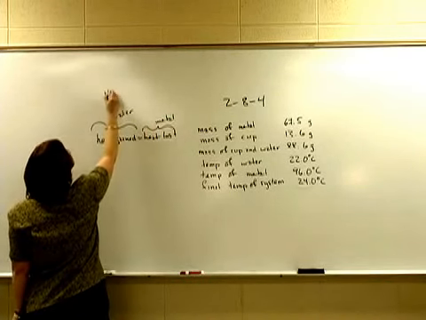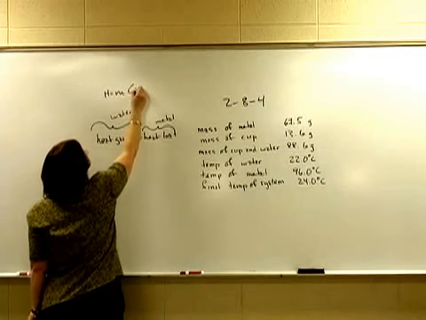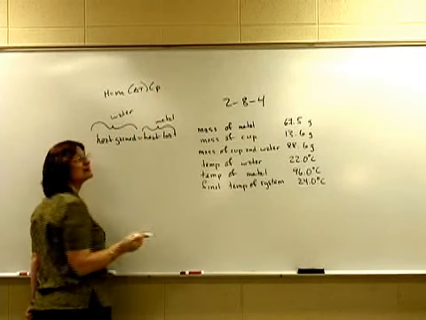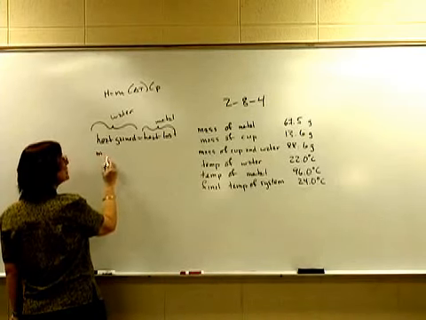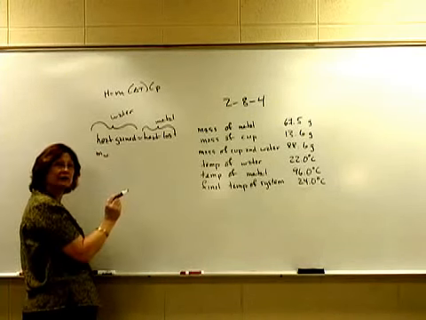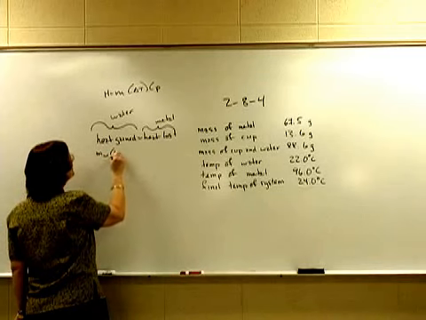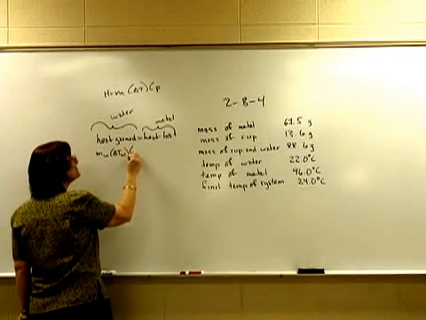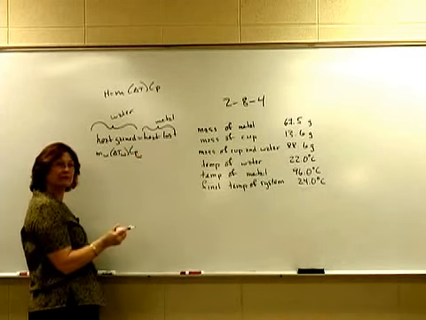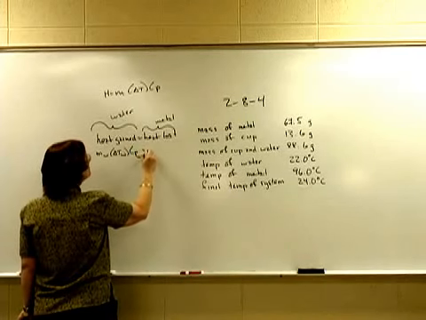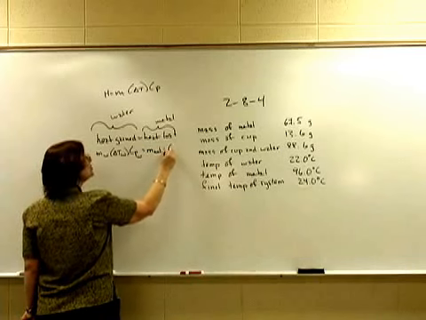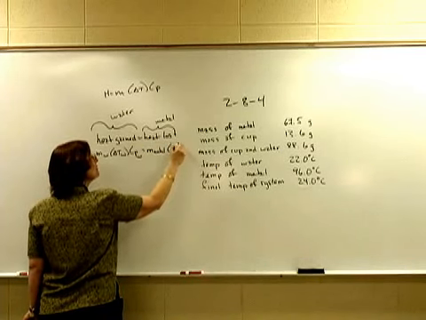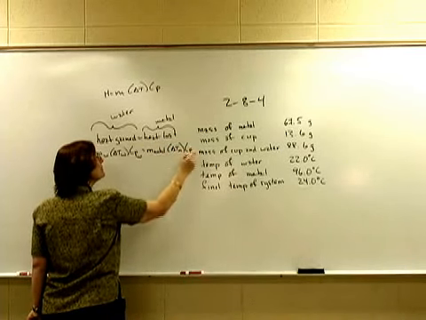Now we know that heat equals mass times change in temperature times the specific heat capacity. And therefore that goes on both sides of the equation. The mass of the water times the change in temperature of the water times the specific heat of the water equals the mass of the metal, the change in temperature of the metal, and the specific heat of the metal.